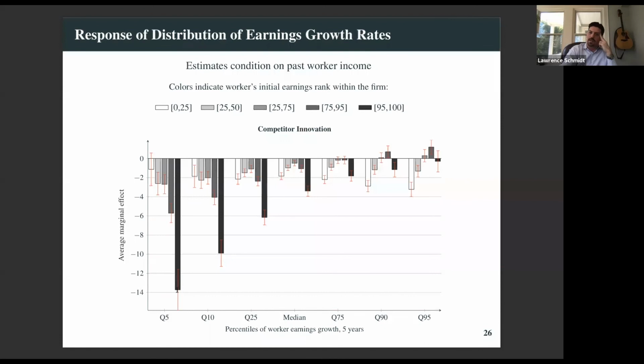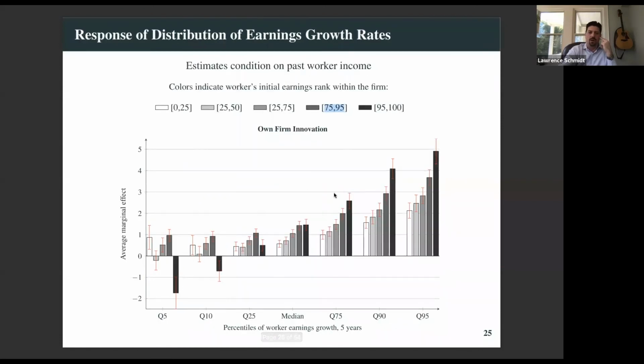Okay, so here's the same graph. Just to make sure that we're all on the same page, these black bars for the highest skilled workers are basically saying that on average it's good, but the variance of the distribution is also increasing, because the right tail is moving up by more than the median, the 95th versus the median, but the left tail is also getting fatter because the difference between the median and the 5th percentile is also growing in response to innovation.